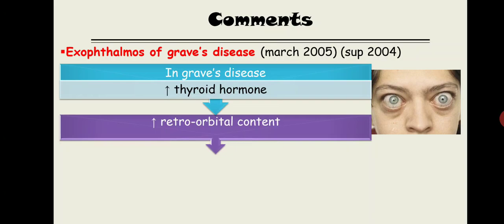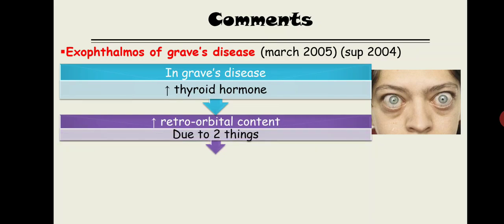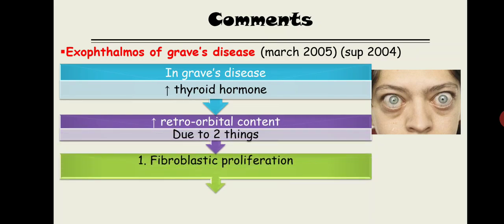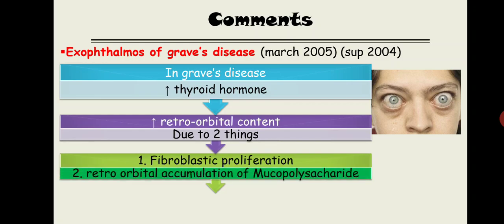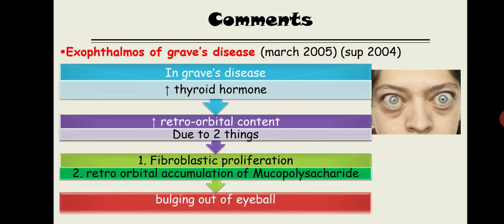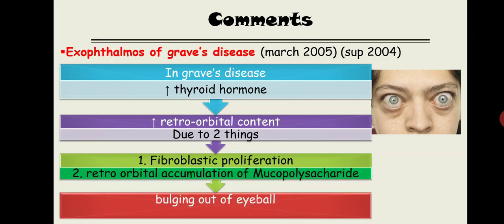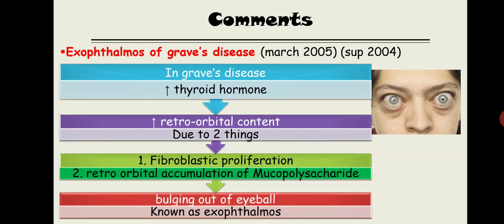Now why will this bulging out of the eyeball take place? Because of the two things that I mentioned in our earlier slide. One is the fibroblastic proliferation, another one is the accumulation of mucopolysaccharide retroorbitally, and ultimately this leads to bulging out of the eyeball, and that bulging out of the eyeball is known as exophthalmos. You have to write it down in this manner.